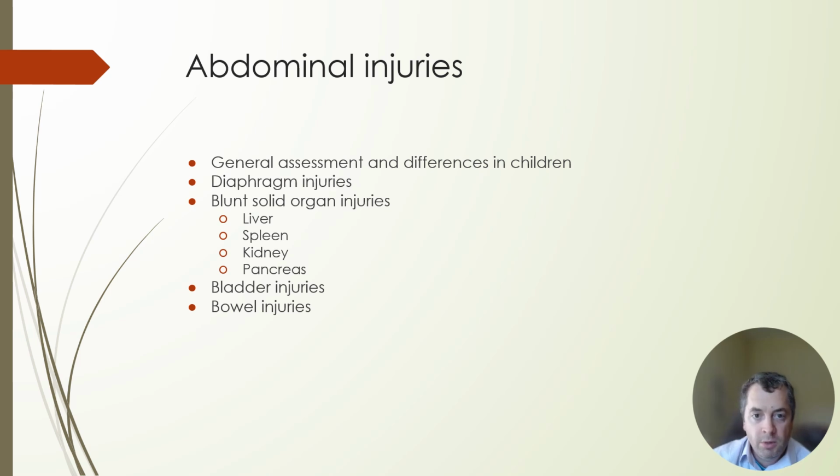Now we're going to be talking about some abdominal injuries and how those are assessed and treated differently compared to how you may have been managing those injuries in your adult general surgery residency. General differences in the specific organs: diaphragm, liver, spleen, kidney, pancreas, bladder, bowel.